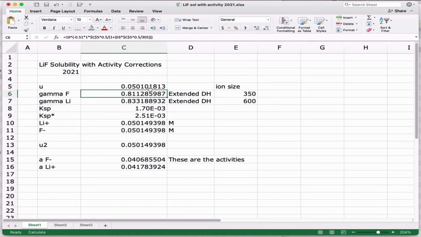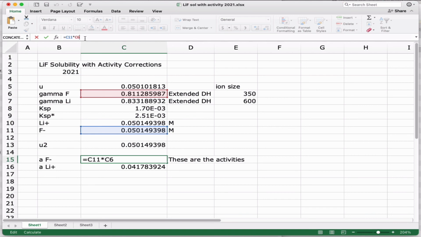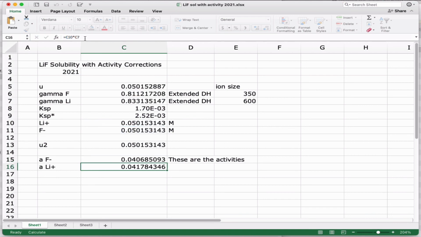So there we go. That is now an estimate for the lithium concentration and the fluoride concentration. But notice I now have the gammas for fluoride and lithium. So if I want the activity for fluoride, the activity is going to be the activity coefficient, gamma fluoride, times the fluoride concentration. And the activity of lithium is going to be gamma lithium times the lithium concentration. So those are activities. This is an example of how we can use iteration to solve complex problems where the equilibria that we're studying actually change the ionic strength of the system, and we have to use iteration to solve.